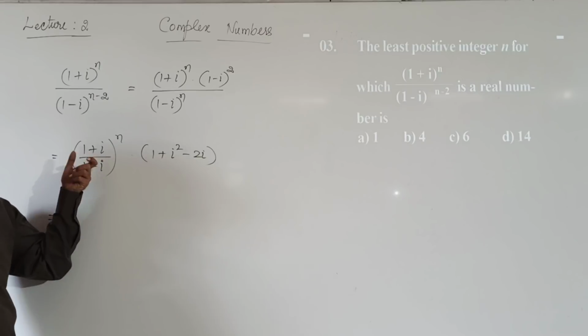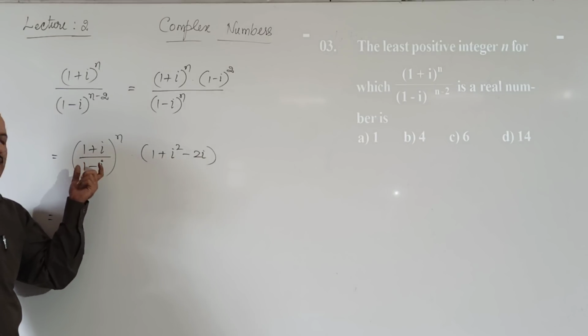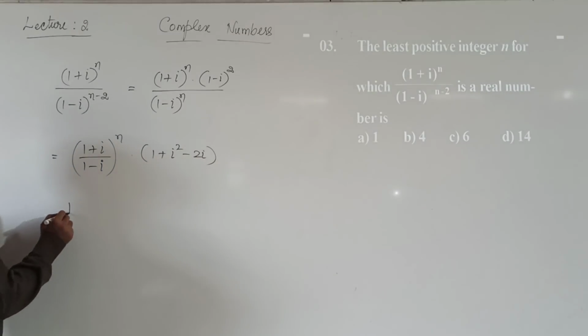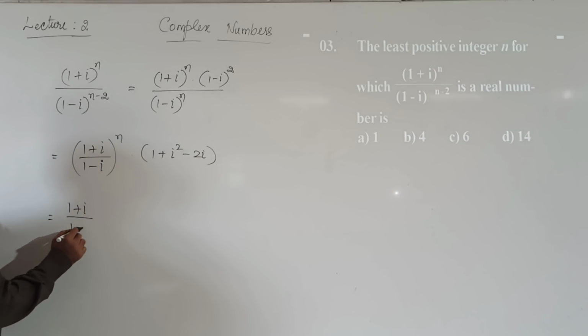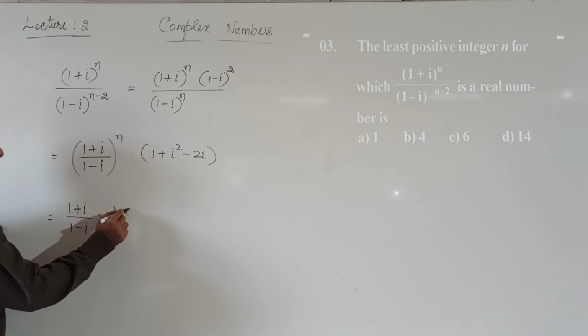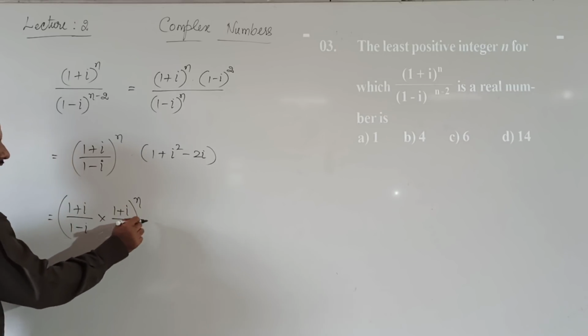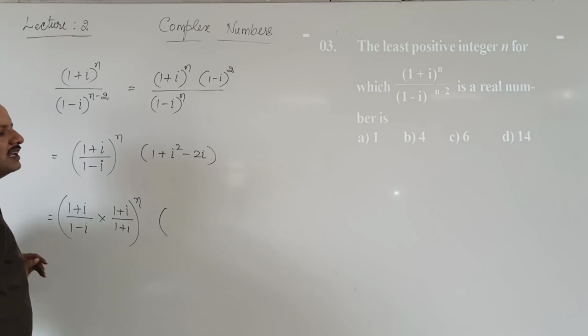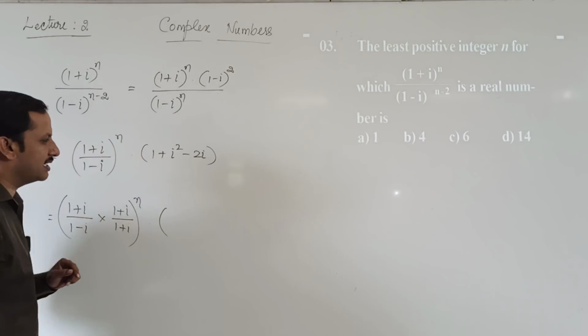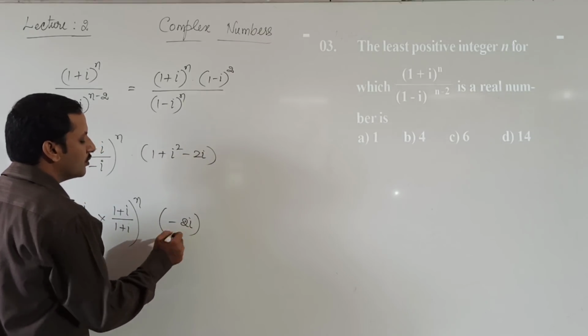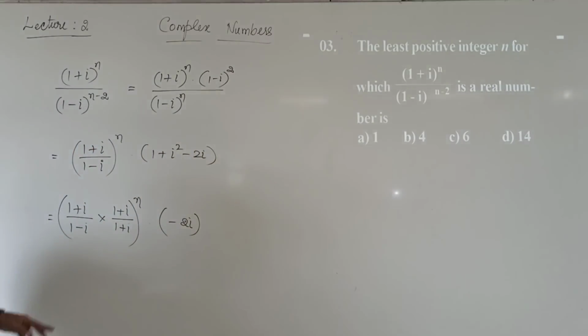We shall simplify this: (1 plus i) by (1 minus i). Let us multiply and divide by 1 plus i. So (1 plus i) by (1 minus i) into (1 plus i) by (1 plus i). I am multiplying and dividing by 1 plus i. Here, what is the value of i square? i square is minus 1. So 1 minus 1 gets cancelled. We will have minus 2.